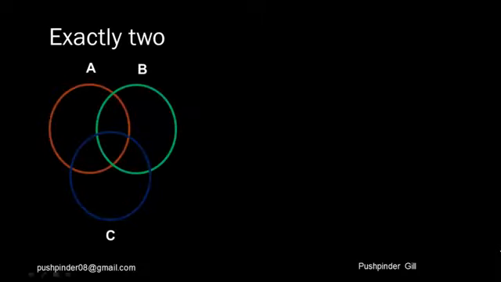Okay, so the last one is exactly 2. How do we calculate how many of them are in the exactly 2 zone? So this is what we need, this is what we need, and this is what we need. Now let me be a bit quick, because I suppose you will be understanding the logic I am following in every step. So I add A intersection B, I add B intersection C, and I add C intersection A.